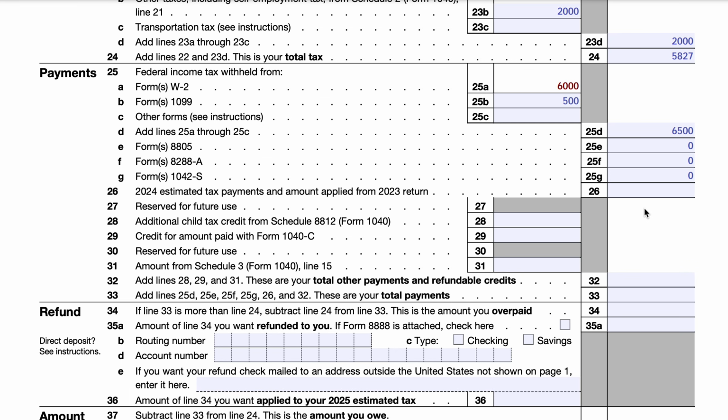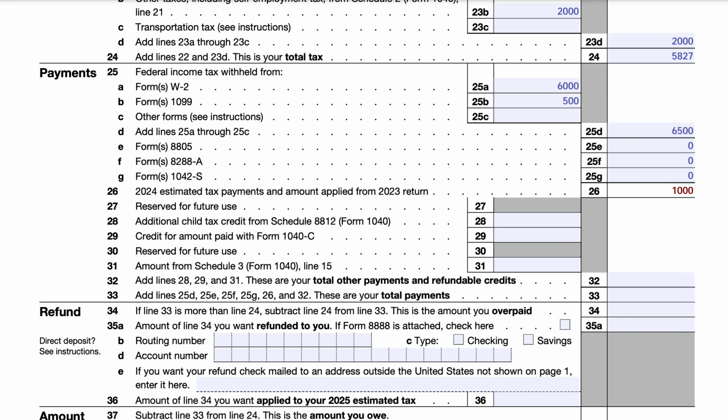So some people will say, I've got a $1,000 refund. I want to put that to my estimated tax. And then we would enter that money here. Next year, we would carry that money over here. So let's imagine that John Doe had $1,000 of tax payment that was carried forward from his prior year return.